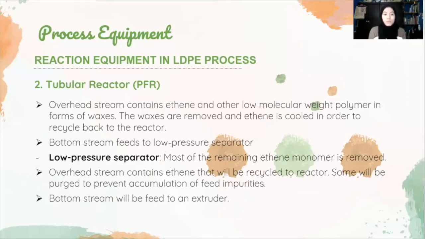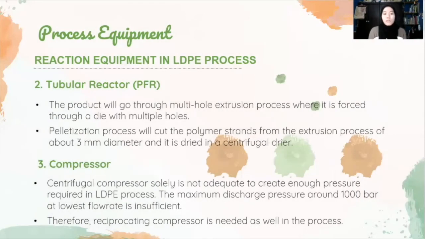The bottom stream will be fed to an extruder. The product will go through a multi-hole extrusion process where it is forced through a die with multiple holes. The pelletization process will then cut the polymer strands from the extrusion process to about 3 mm diameter and it is dried in a centrifugal dryer.